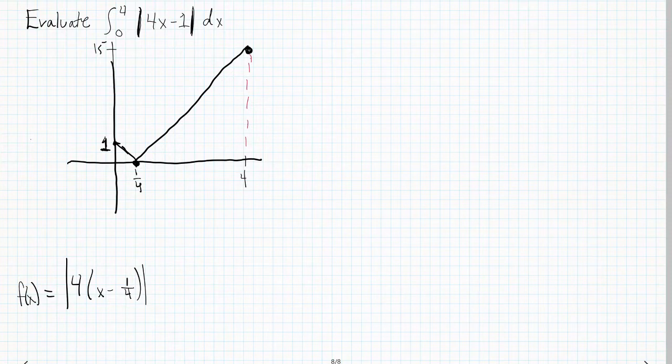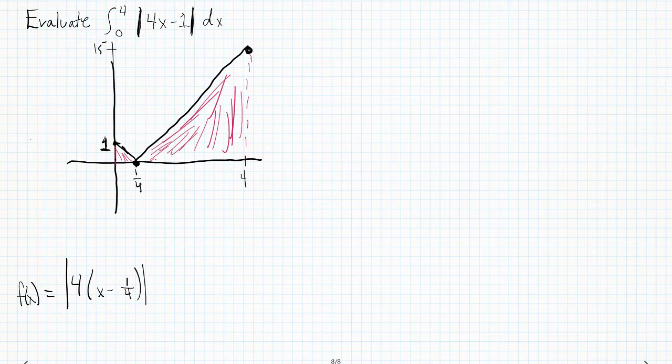So what this becomes is two nice shapes. We need to calculate the area of these two shapes. So notice this is 1/2 base times height. So 1/2 times 1/4 times 1. So that makes 1/8 is our area there.